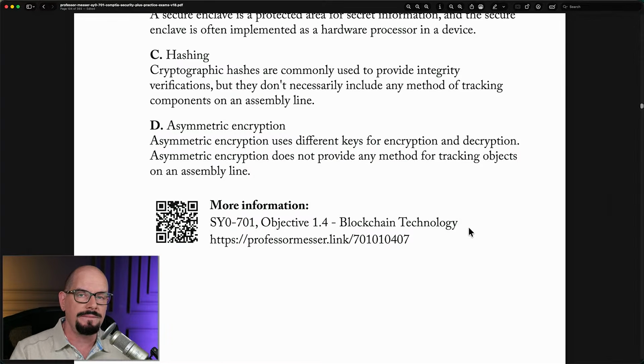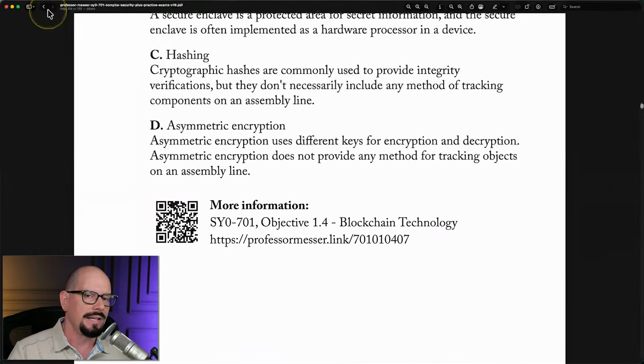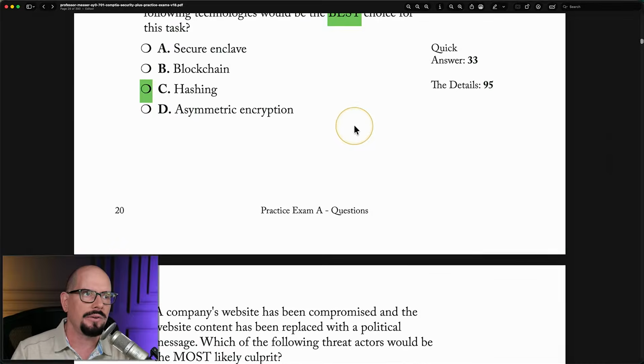Since this is a PDF, you may not even know PDFs have a back button. Mine, of course, has a back button in it. Yours probably does as well. You click the back button, and we're back to where we started, and we can go to the next question that's on our list.